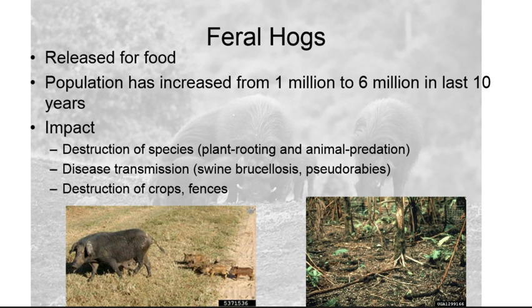They also are vectors for diseases. They're reservoirs for diseases that can be transferred to humans and to livestock. And so they are a huge problem. They're also amazingly difficult to control. They're highly aggressive. They're hard to keep in limits. And ultimately they don't belong here at all.